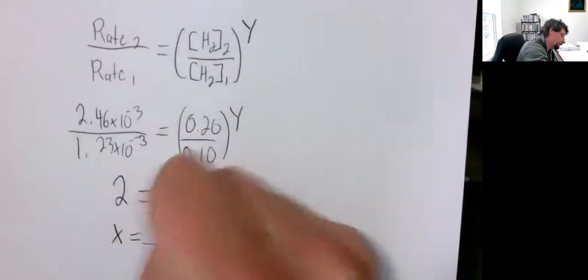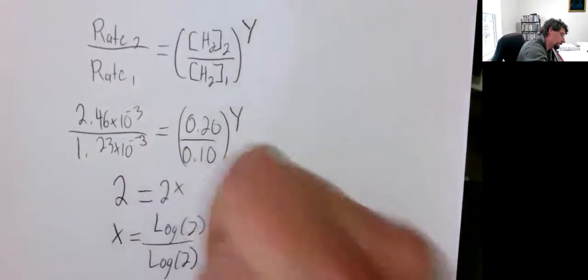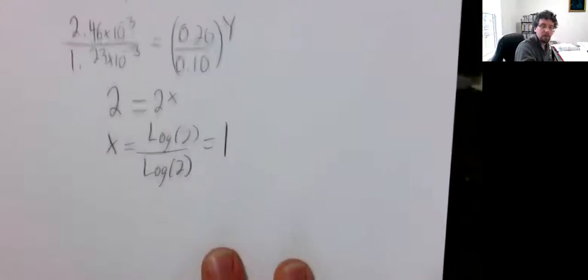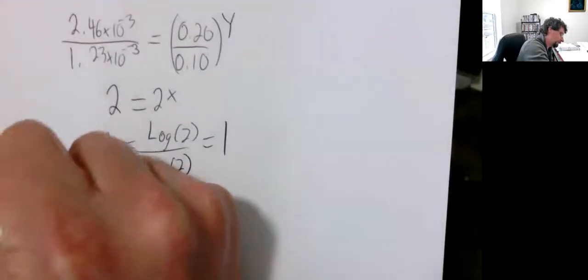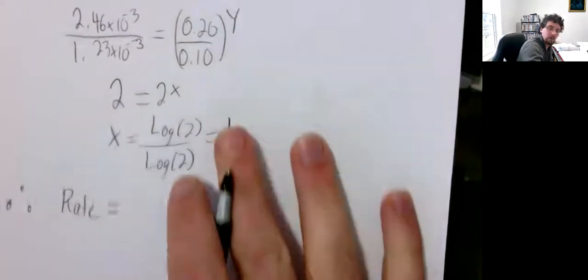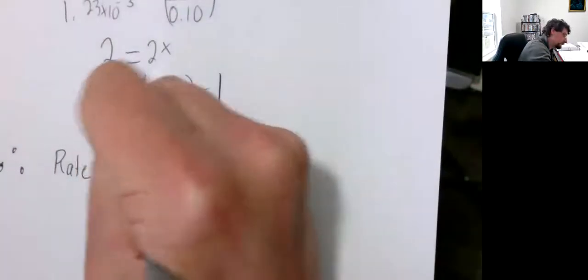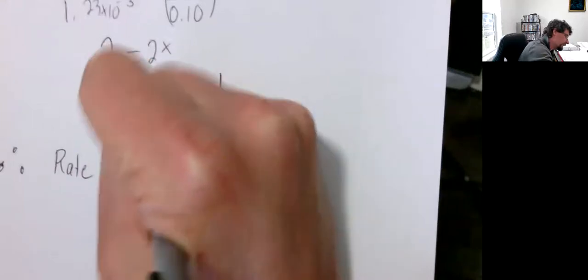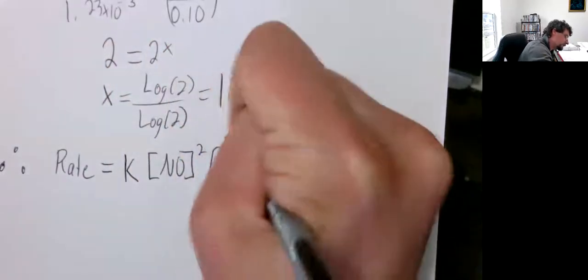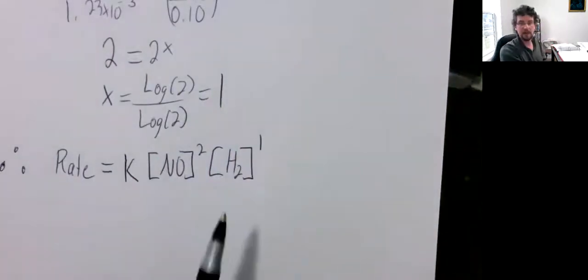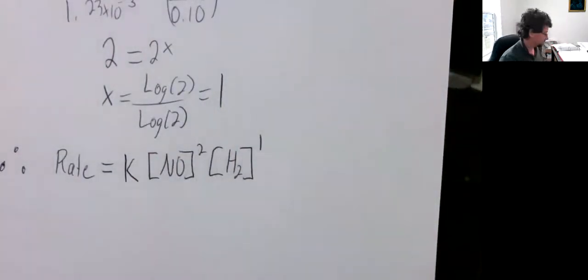Log of 2 over log of 2 is equal to 1. Okay, so therefore the rate law for this reaction is rate is equal to k, that's our rate constant, times NO raised to the power of 2, H2 raised to the power of 1. And that's how you determine these coefficients.